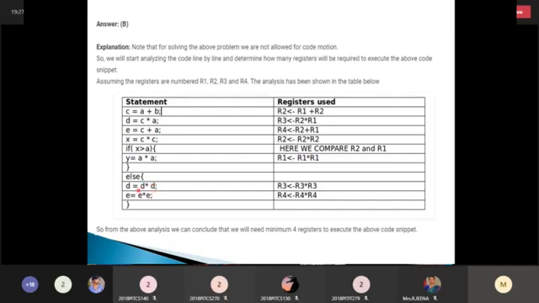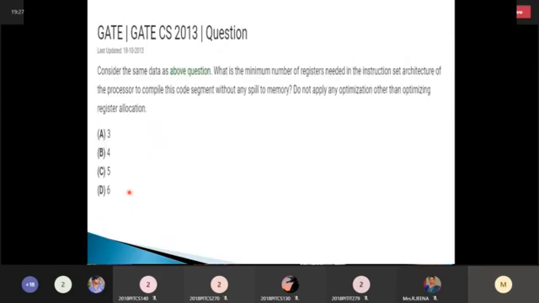Hence, I need to multiply D and then I am just storing in D again. So R3 equal to R3 into R3, and E, just representing as R4, equal to R4 into R4, because E is represented using the register R4. So from the above analysis we can conclude that we need a minimum of 4 registers to execute the above code snippets. So at least 4 registers I want for these instructions. I'm just going with option B.